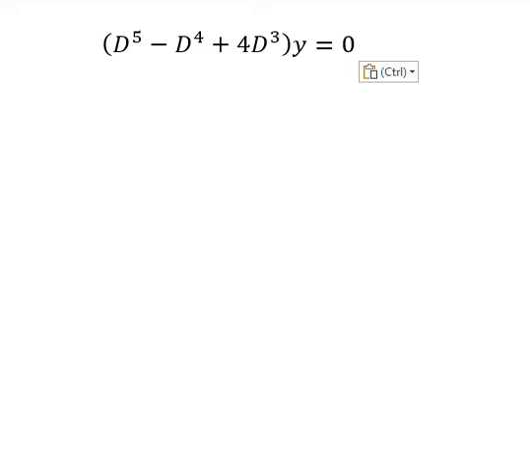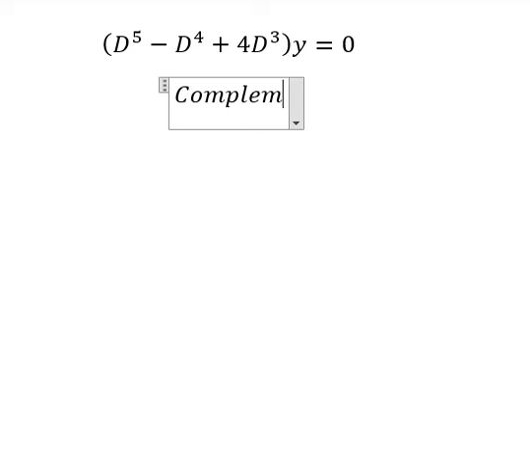Hello everybody, so today I will talk about calculus. The topic today is about differential equations. So now I will show you how to answer. This equation equals to number 0, so we have only complementary solution.